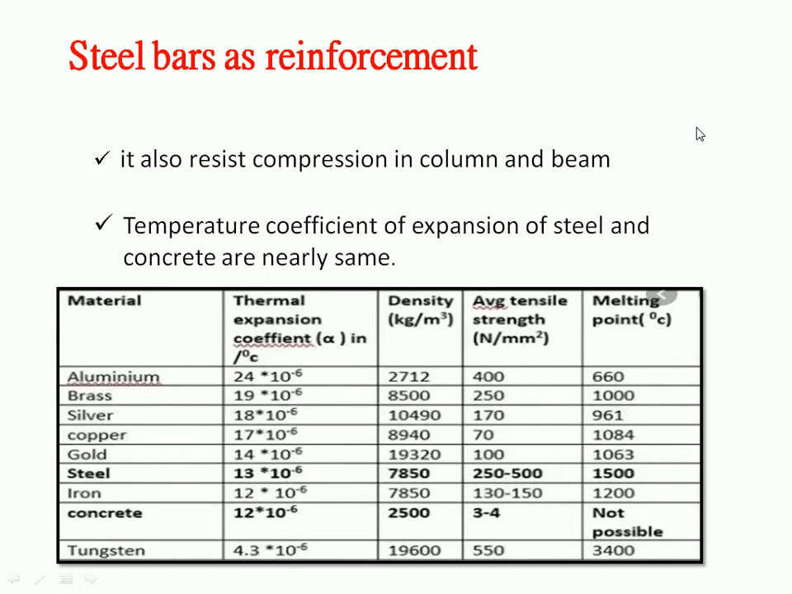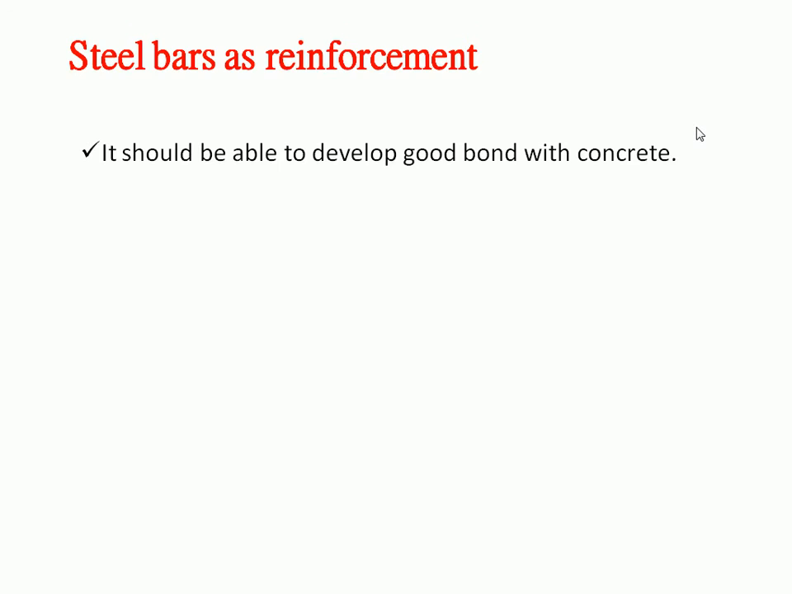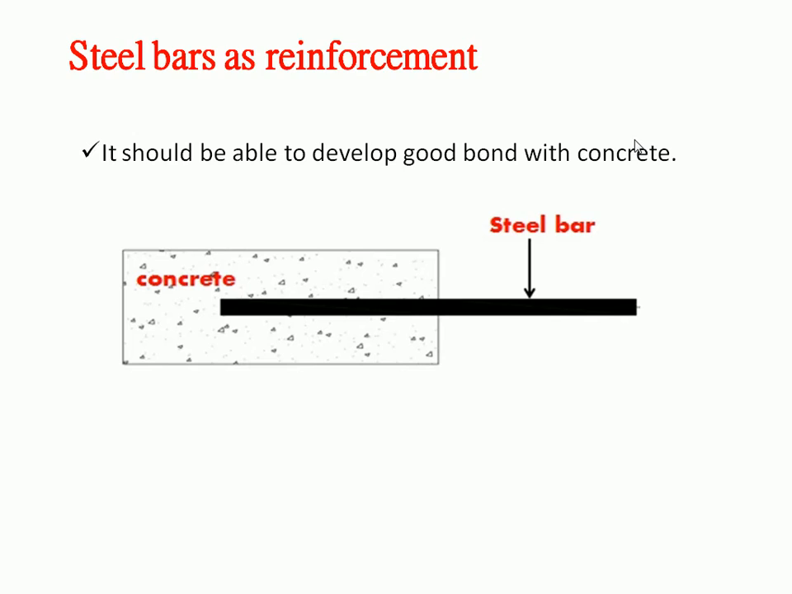Here in the table we see that steel and concrete have the thermal expansion coefficient alpha given roughly the same. The steel should be able to develop a good bond with concrete. That means the combination of concrete and steel is ideal because when the concrete sets, it contracts and thus grips the reinforcement. Because of this adhesion, steel and concrete can work together as a single material.